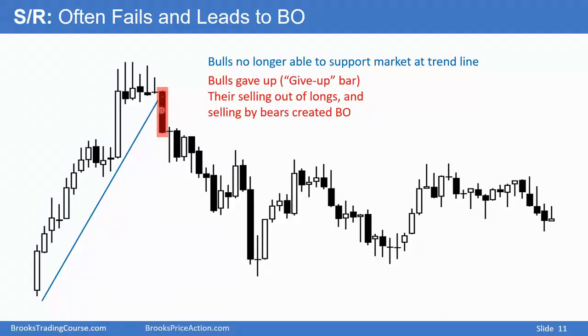A give up bar, a bear breakout below the bottom of the channel. The bulls are selling out of their longs, and bears are selling as well. They see what's going on. They see the break below the trend line. They see a buy climax and a second buy climax, possibly a second leg trap. The biggest bull bar in 15 bars or so, possibly the end of the trend. Second entry short, higher probability for a reversal down. Bulls sell out of longs, bears sell into shorts.